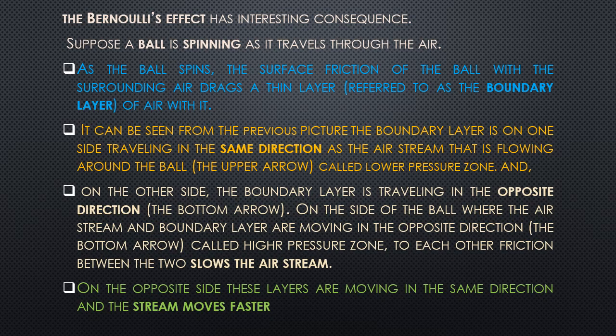Friction between the two slows the airstream. There are two equal and opposite forces shown in the picture: the upper arrow direction is from above to below, and the lower arrow direction is from lower to upper side. There is a difference in the pressure zones and the air streams. So on the opposite side these layers are moving in the same direction and the stream moves faster.